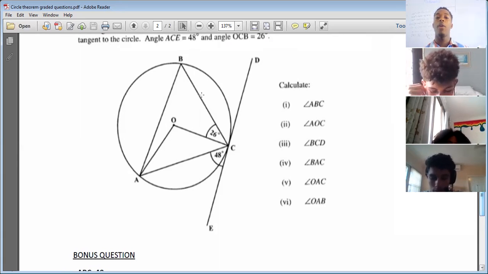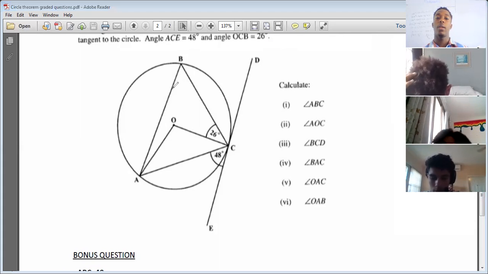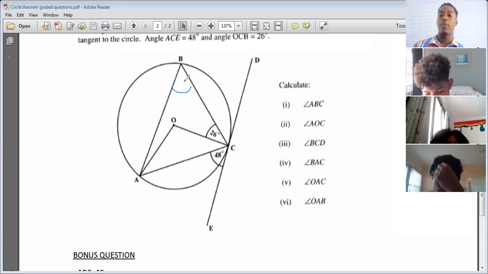Now the way how we found this angle here at B, let me show you how we found this. Let me show you how this is 48. By the way, can you tell me how this is 48 before I show you? The angle at B, how do you think I found it to be 48? The alternate segment theorem. Excellent.